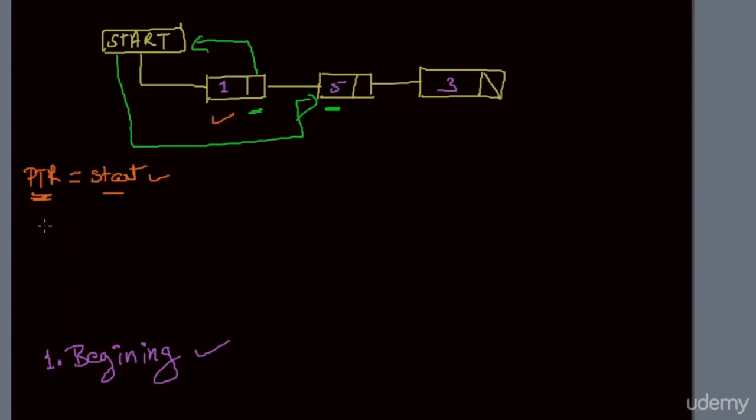Second step would be to replace the value of start. So what we will do is replace start with, obviously, the link of the first node. Okay, so we will copy the link part of the first node to start. How will we do that? We will check the program in a minute. And finally we will free up ptr. Looks simple? Yes, it is simple. Let's try to code it now.